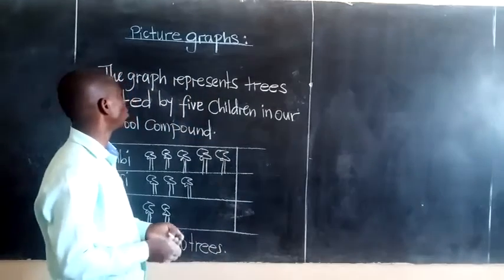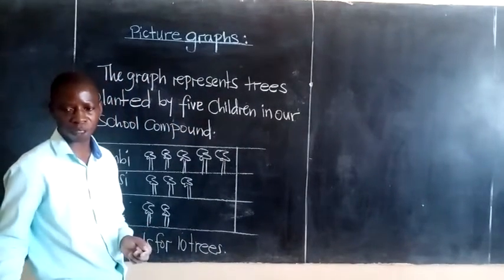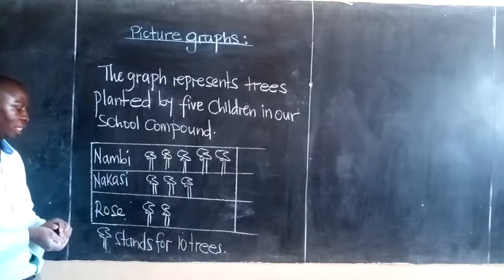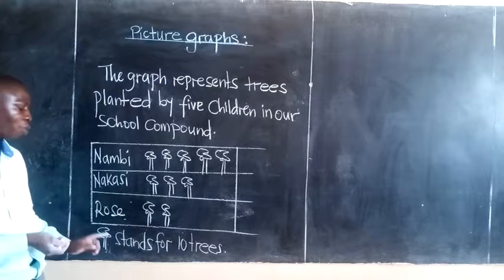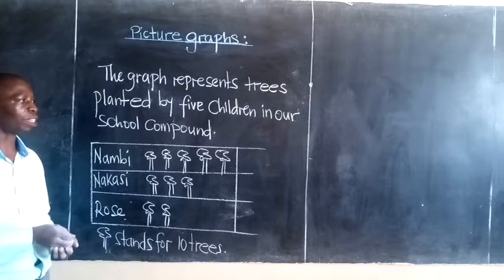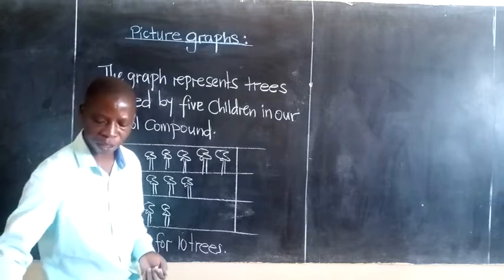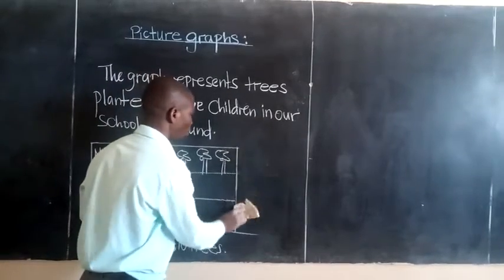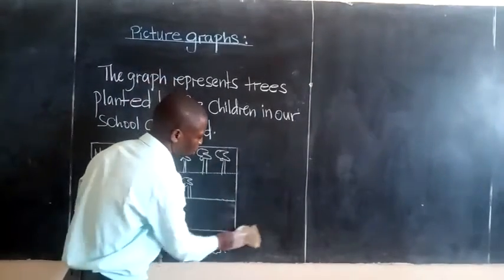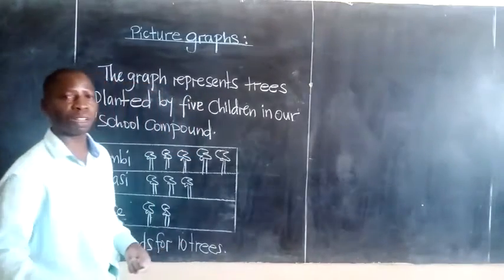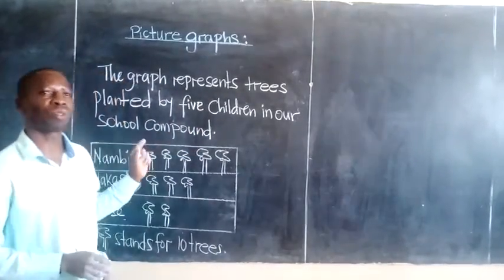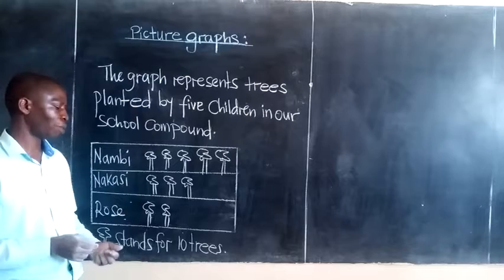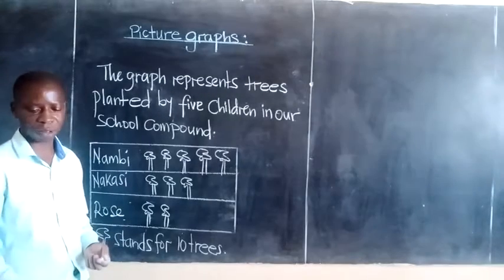In our previous lesson, we looked at picture graphs, and we are still looking at the same, only that this graph has what we call a scale. It's not like the previous graph. The previous one had no scale, but now this one has got a scale, and we are going to see what I mean by a scale.